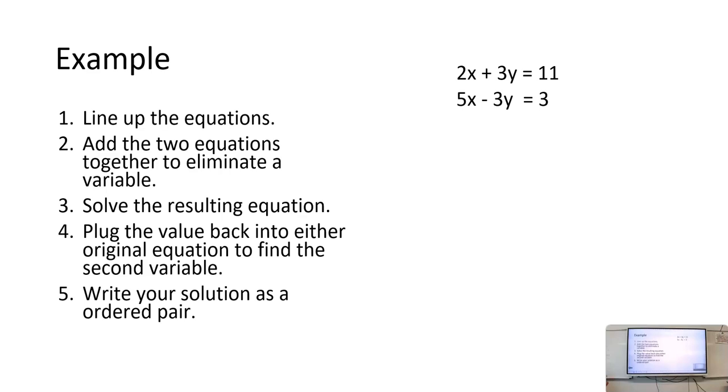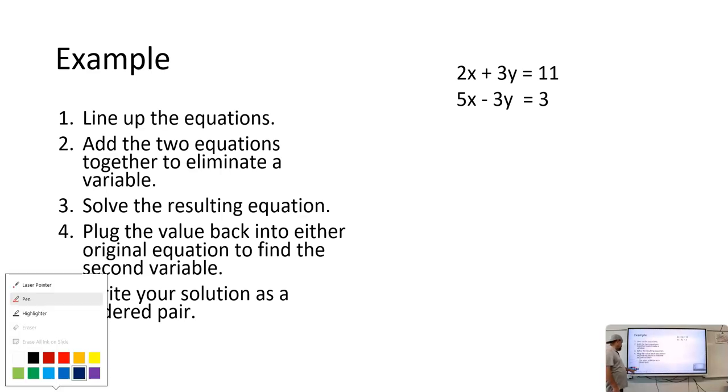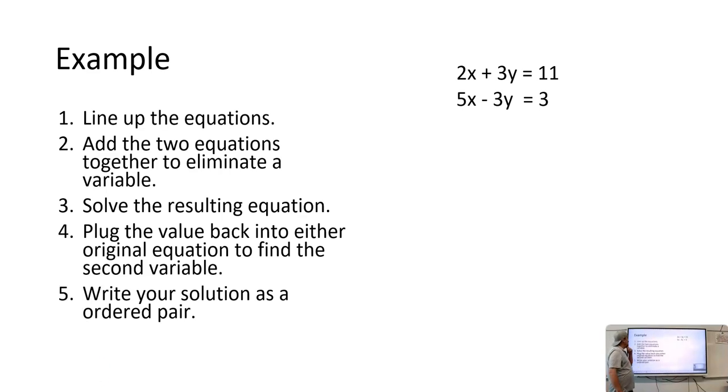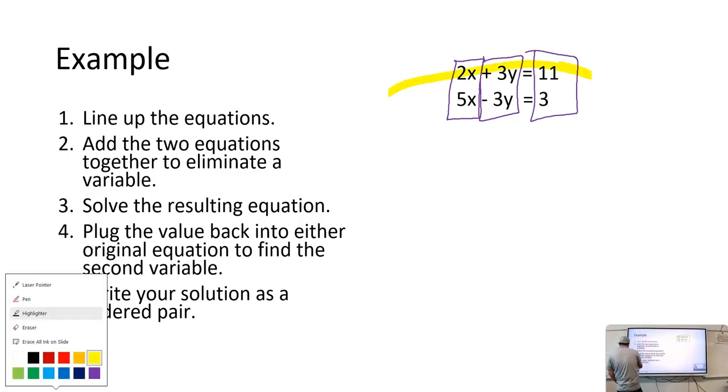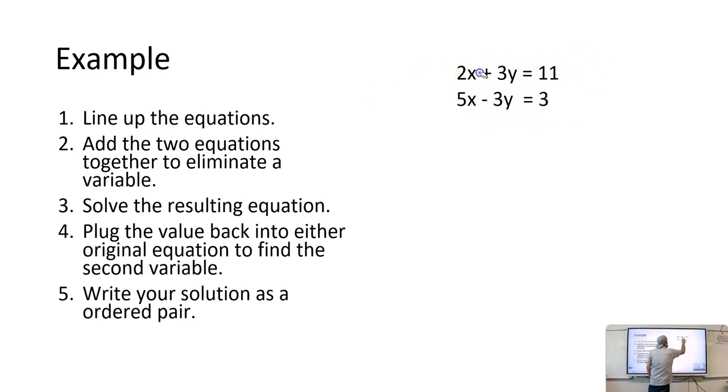All right, so let's take a look at this problem right over here. First off, are the equations lined up? Yes. What that means, if I put a little box here, is that the x's are stacked with each other, the y's are stacked with each other, and the constants are stacked with each other. So those are lined up. We don't need to worry about doing anything with that one. Okay, so I'm going to go ahead and erase all that.